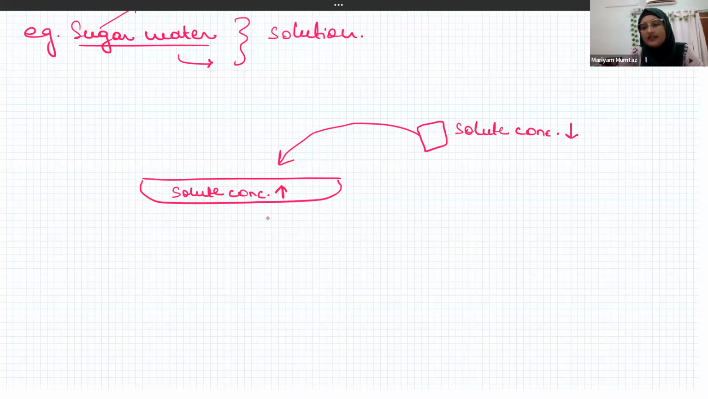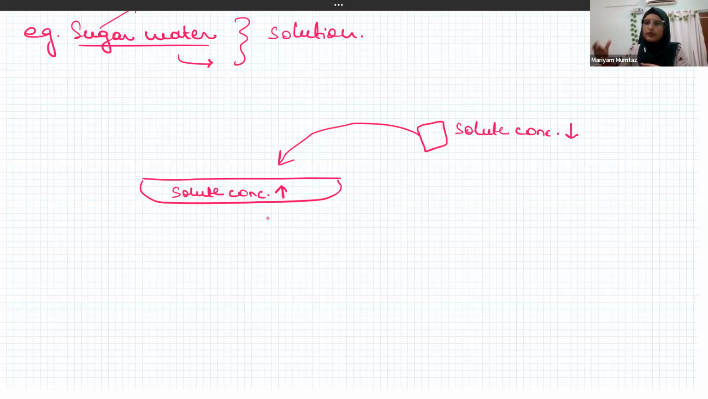Outside the cell. Now why? Because the concentration here is high and the water needs to be a bit low in concentration, so the water will go outside the cell to dilute. If the solute concentration is high, it automatically means that the water concentration is low. For example, if you have taken this much water and 5 spoons of sugar, then the water is less and sugar is more, meaning solute is more and the solvent is less.